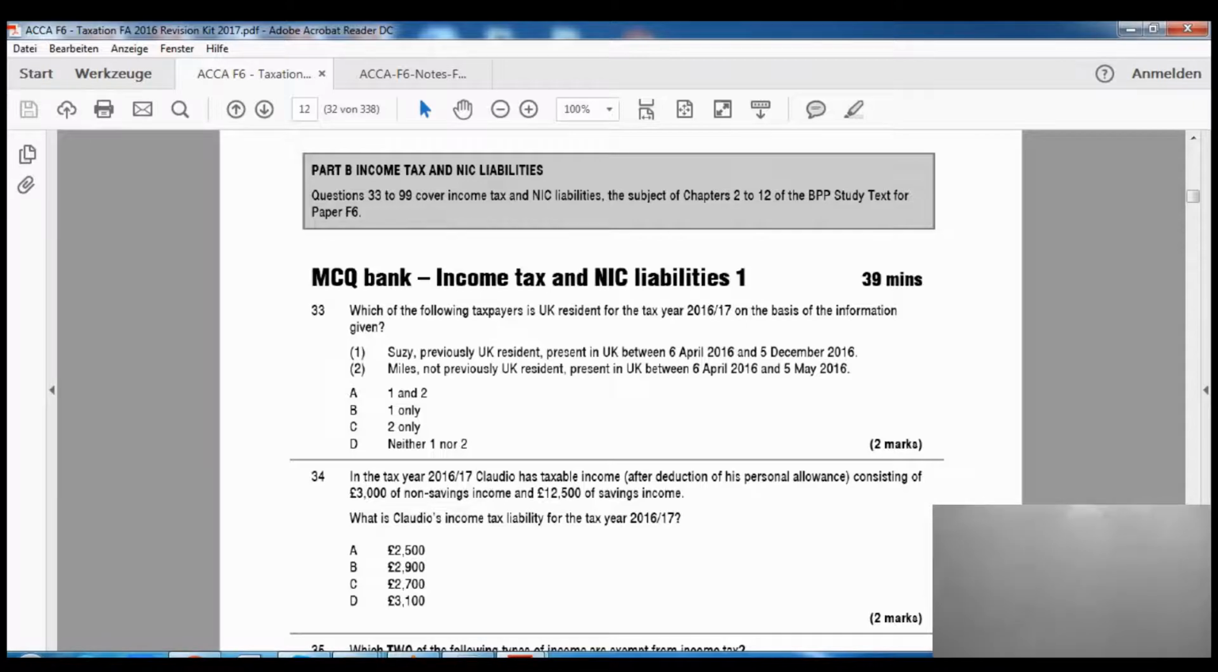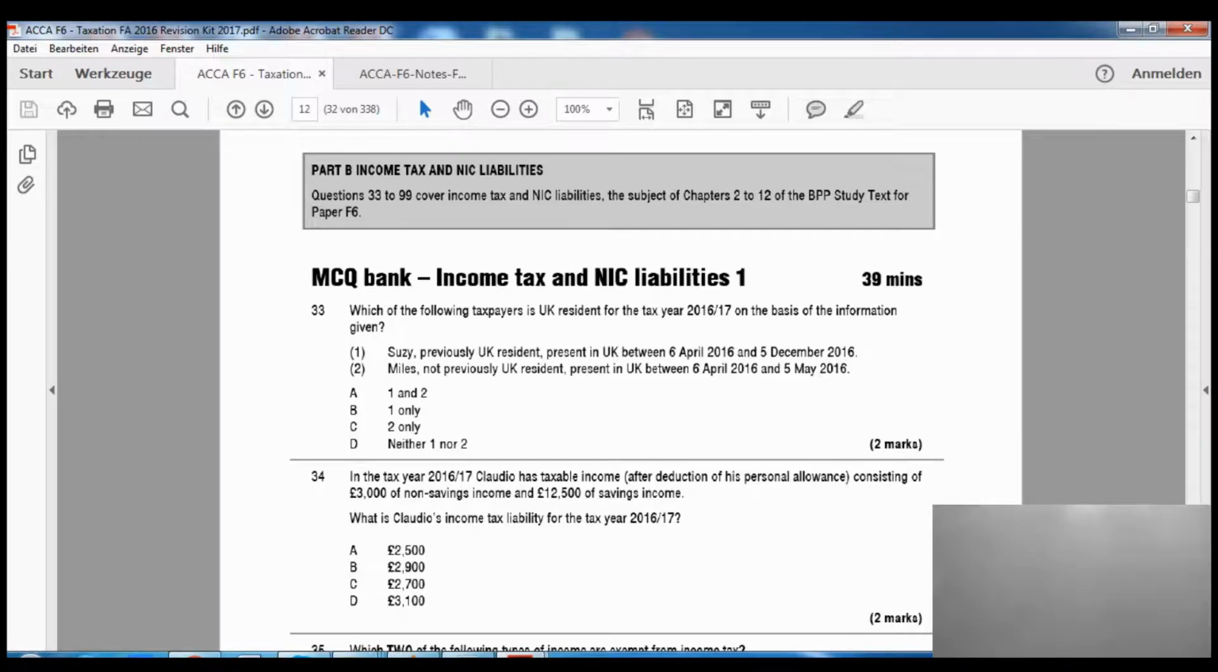Let's read the question now together. It says, which of the following taxpayers in the UK is UK resident for the tax year 16-17 on the basis of the information given? The following information is given for 2 tax years. Now he wants us to tell him which of these is a UK resident.